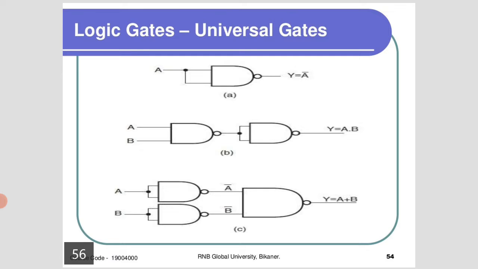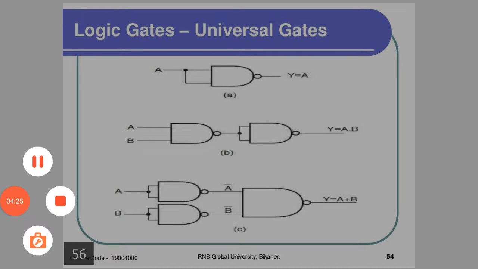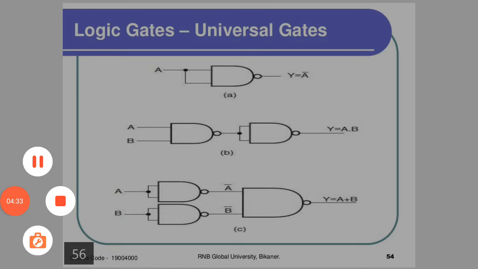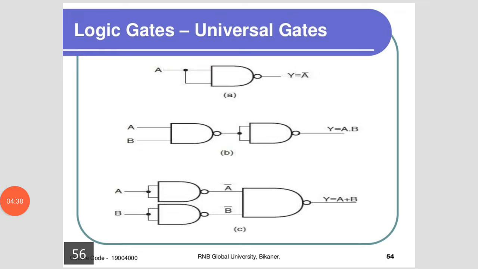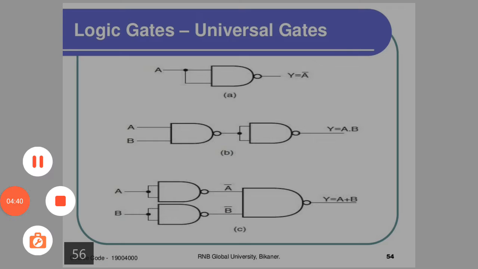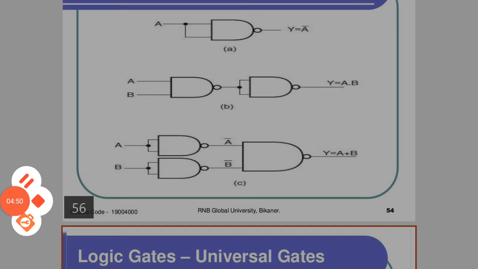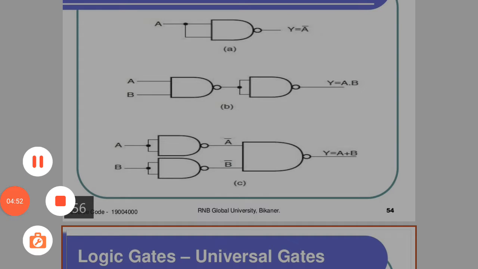In figure B. In figure C, the input A and input B are both inputs of NAND gates. The output of the NAND gate for A is A bar. The output of the NAND gate for B is B bar, and both A bar and B bar are the inputs of a NAND gate. The output Y is equal to A plus B. These are the universal gates.